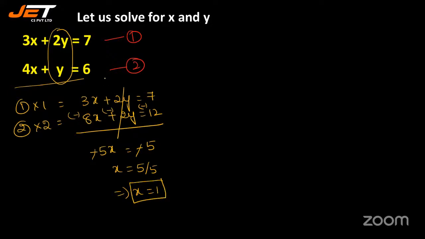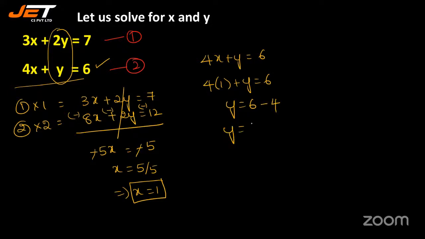So with this, I can put it in any one equation. Let's take the second equation, 4x plus y is equal to 6. So let us just multiply the value of x is 1, plus y is equal to 6. So y is equal to 6, and when this plus 4 goes to the other side, it becomes minus 4. So y is equal to 2. All right. So the value of x is 1 and the value of y is 2.